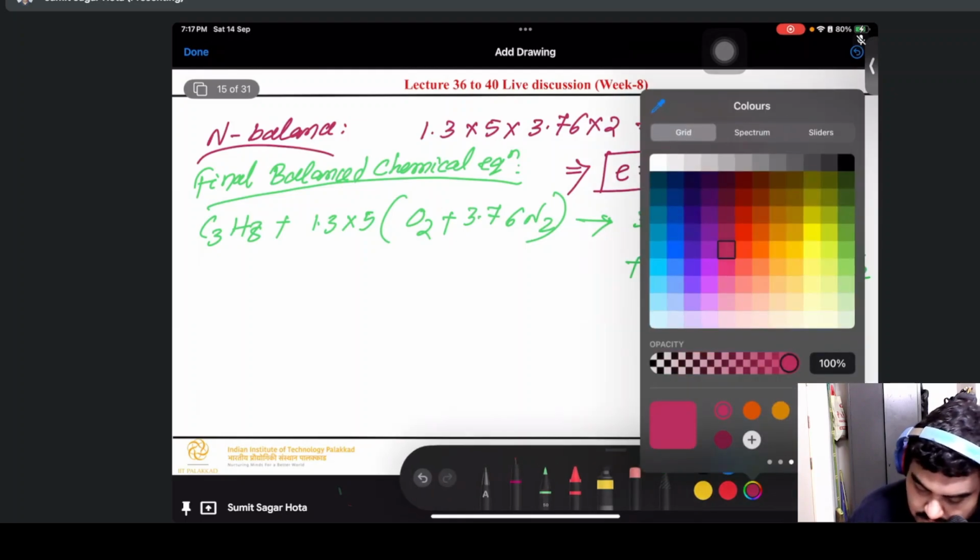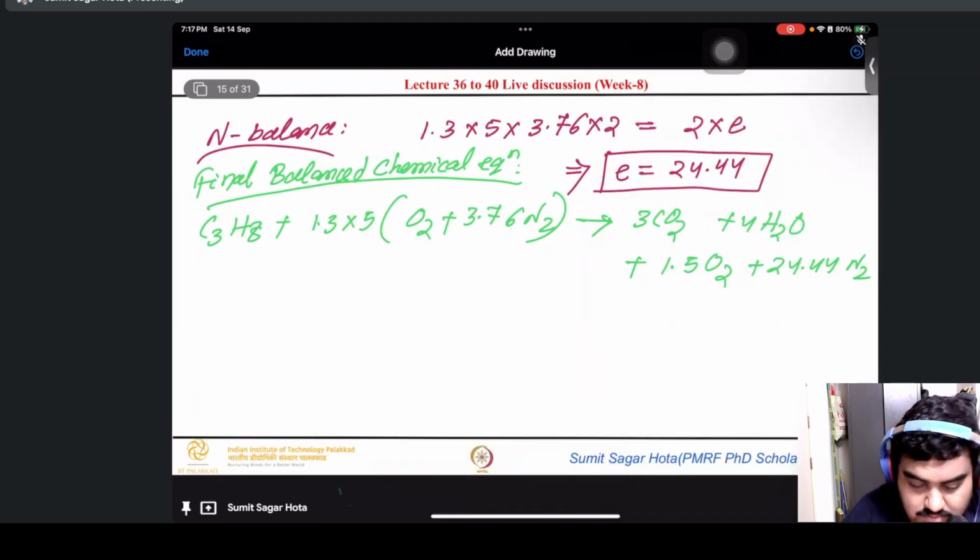So next, what we will do is the mass analysis. What is the total amount of mass?